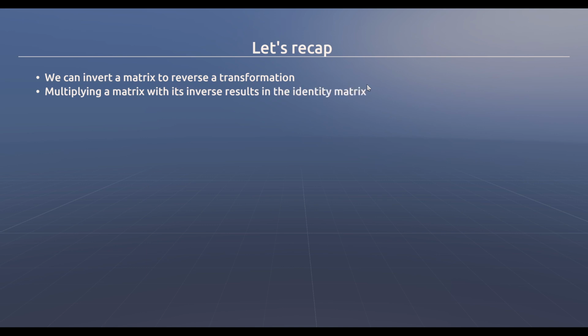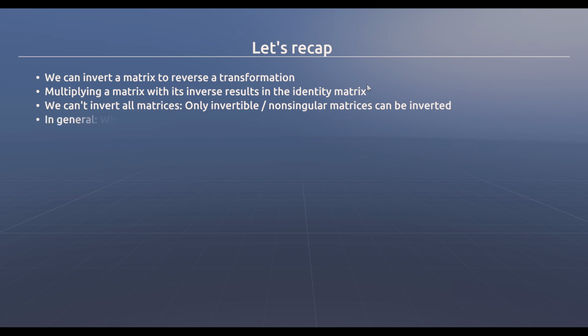So let's recap. We can invert a matrix to reverse a transformation. When we multiply a matrix with the inverse, the result is an identity matrix. But we can't invert all the matrices. Only invertible or non-singular matrices can be inverted. In general, when we lose information on one axis, or we mix it up, or do some other strange operation, we can't undo this information loss.